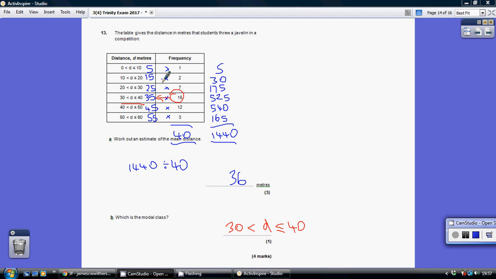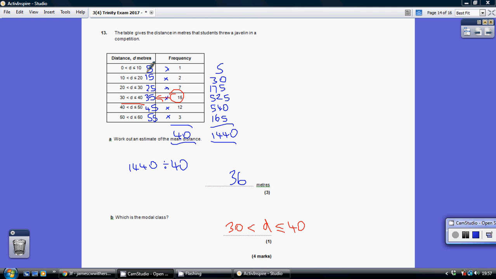Right, question 13. So we need to work out an estimate for the mean distance. So remember what we're saying. The table gives the distance in meters that students threw a javelin. So one student threw a javelin between 0 and 10 meters. Two students threw a javelin between 10 and 20 meters, and so on.